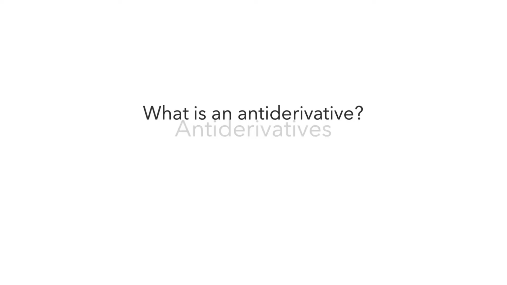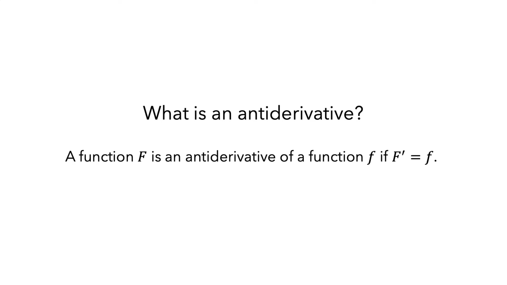In this video, I'll explain what an antiderivative is and show you how to compute antiderivatives of polynomials. First, what is an antiderivative? A function, capital F, is an antiderivative of a function, little f, if the derivative of capital F is equal to little f. I'll point out that it's common to use a capital letter to denote the antiderivative of a function. Now, what does this definition mean?